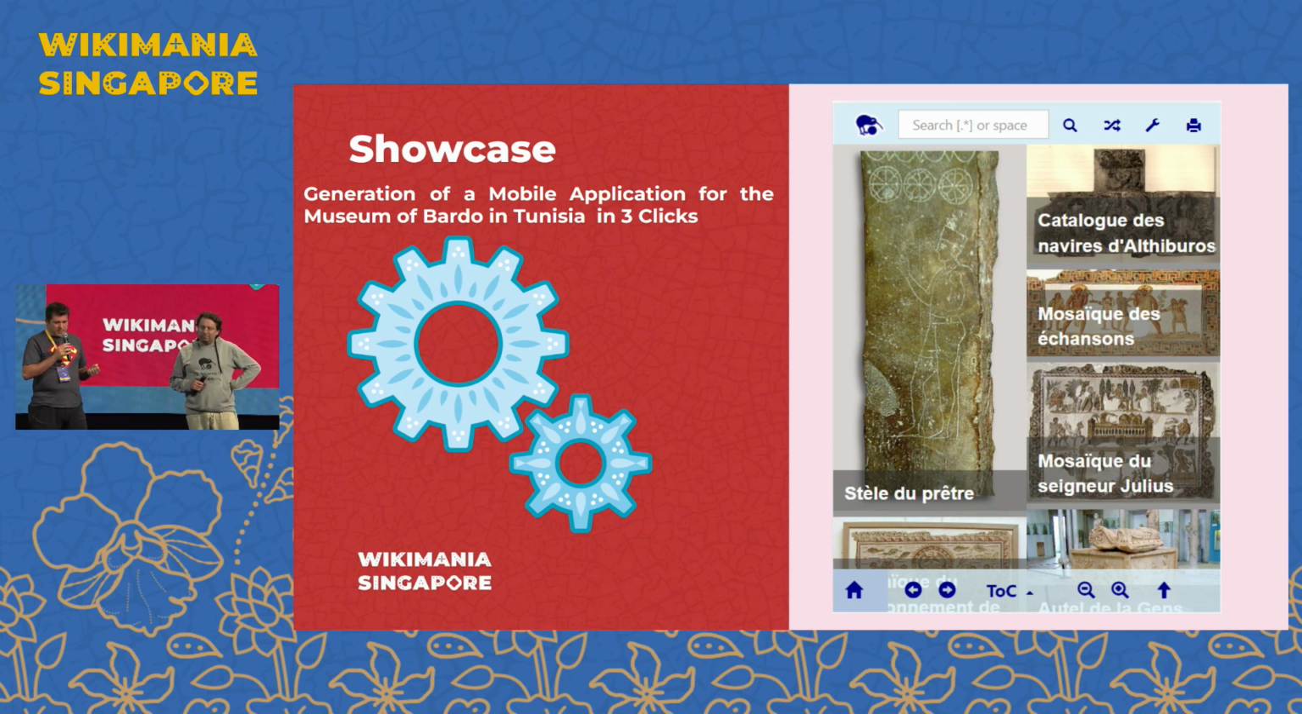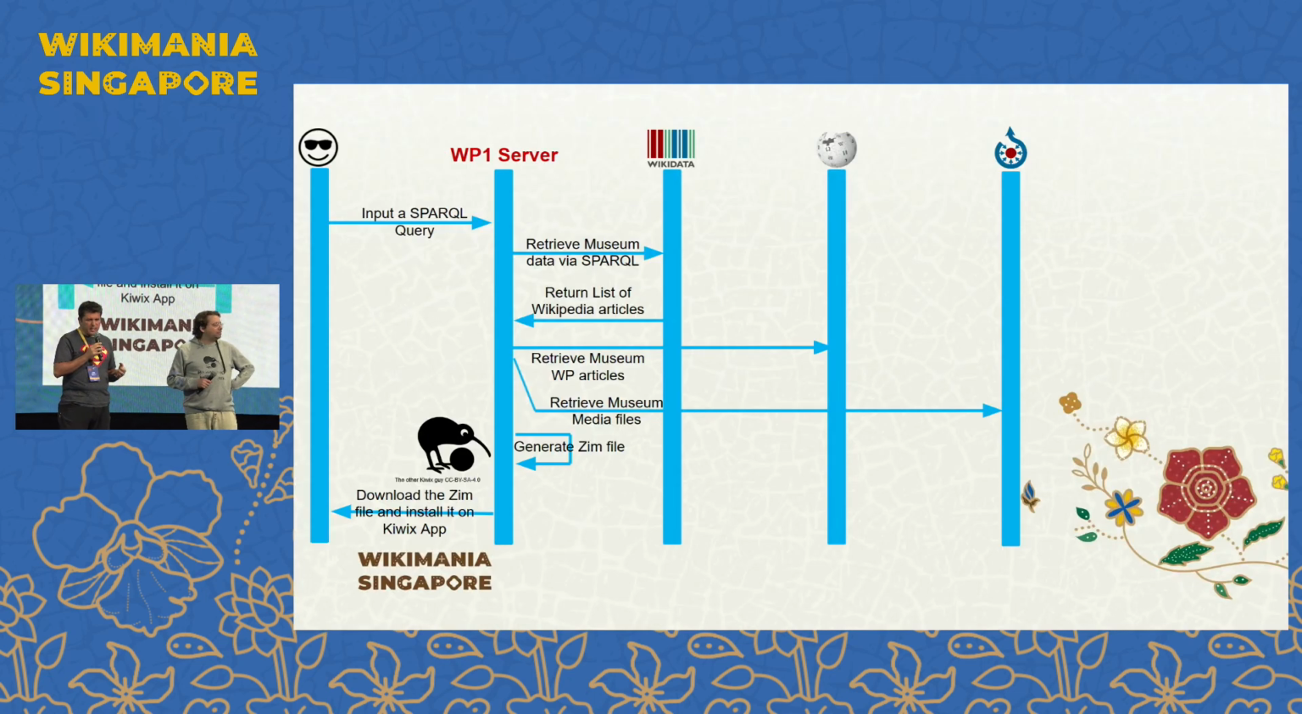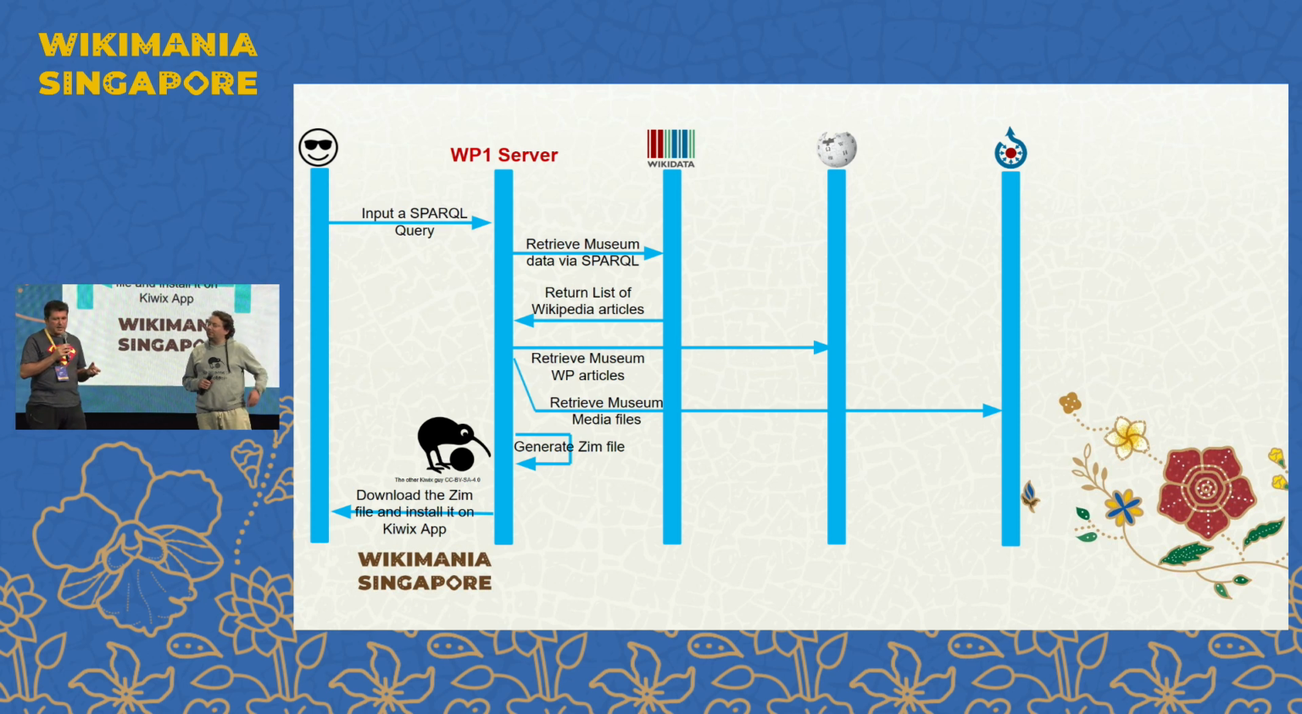Okay, so what we did, next. So this is the process. A user, using a SPARQL query, will connect to the Wikipedia server and input the SPARQL query. The Wikipedia server will execute the SPARQL query, retrieve the list of Wikipedia articles and the content of these articles and the media files, and generate a ZIM file. The user can download the ZIM file and access the mobile application for the museum.